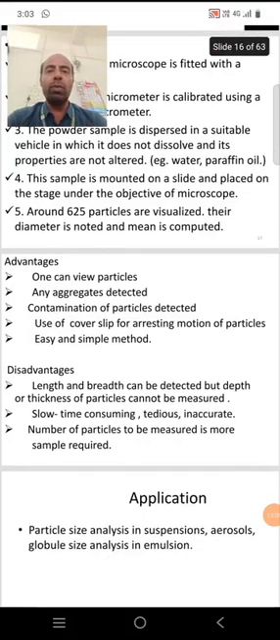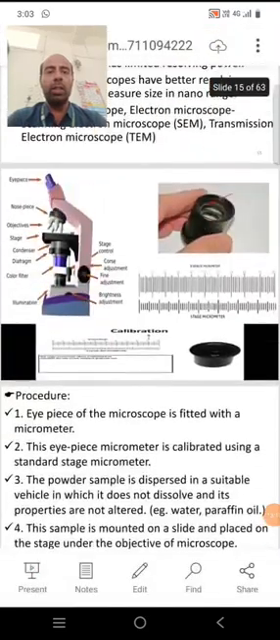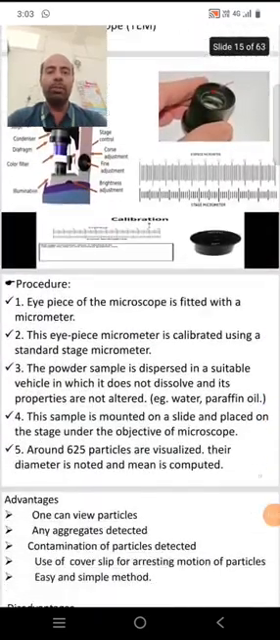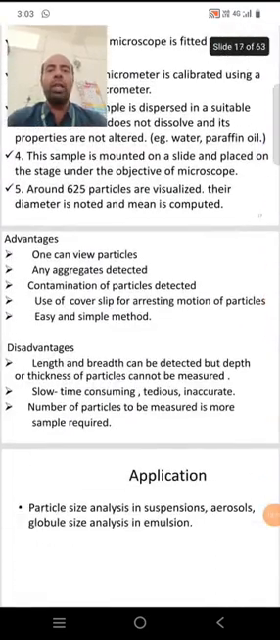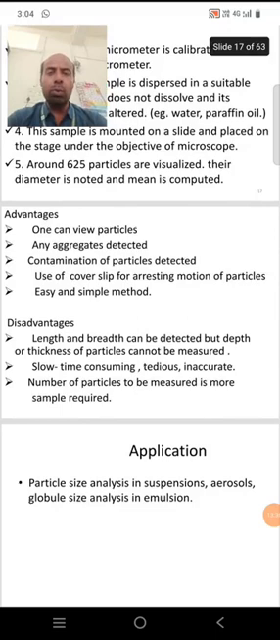Advantages of optical microscopy: can view particles, any aggregates detected, contamination of particles detected, use of cover slip for arresting motion of particles, easy and simple method. Most important advantages are there.